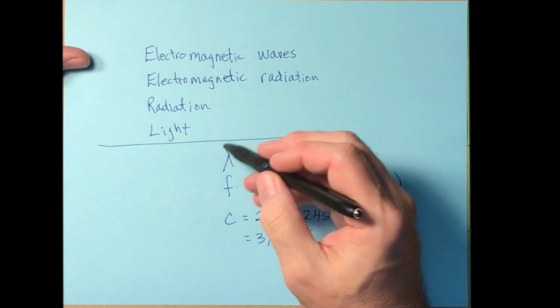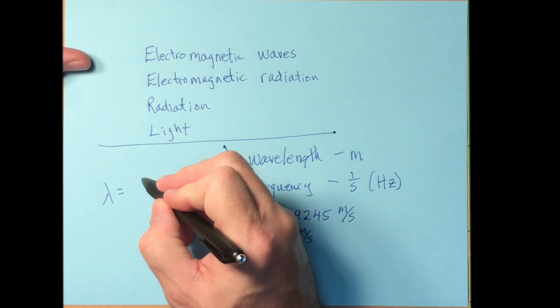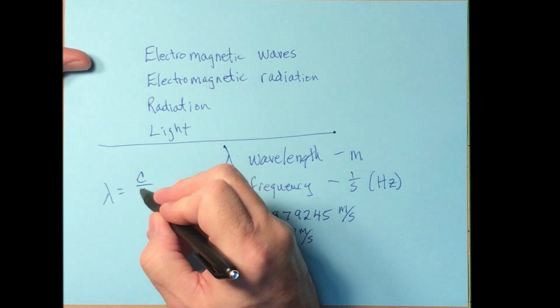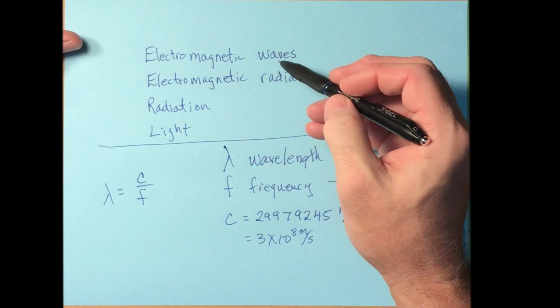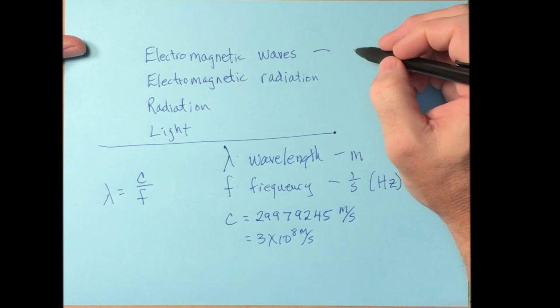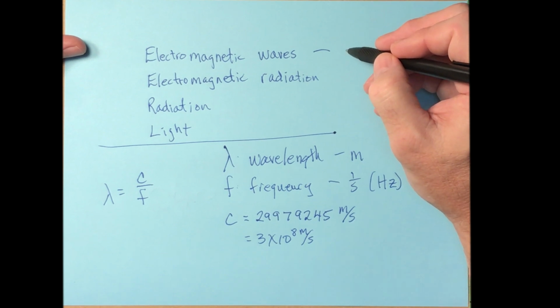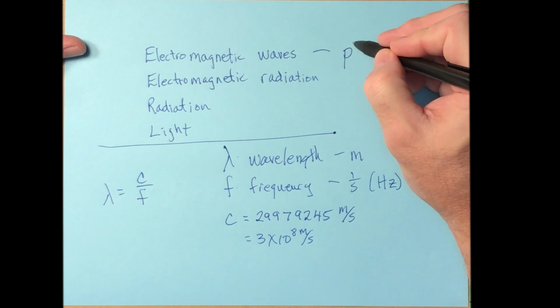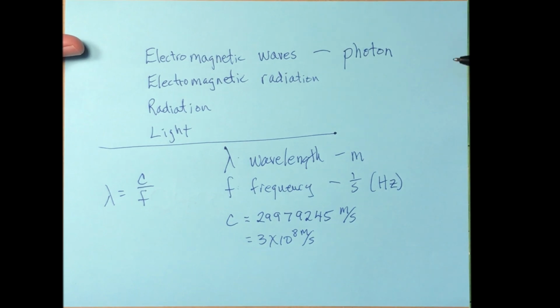Now the relationship between all three of these quantities we would call the wave equation. And it works this way. Wavelength is equal to the speed of the wave divided by the frequency. Now it also turns out that each of these waves could be considered an individual particle. And when an individual particle of light, a quantum of light, is described, the word that's used is photon. So a photon of light is the smallest amount of light that you can have. Now a photon of light has an energy associated with it.